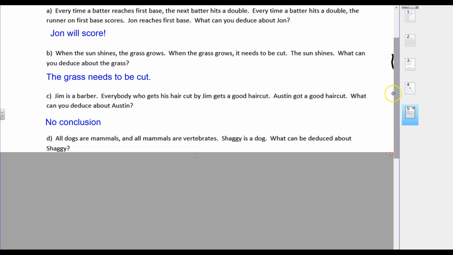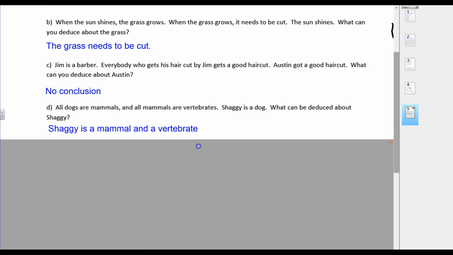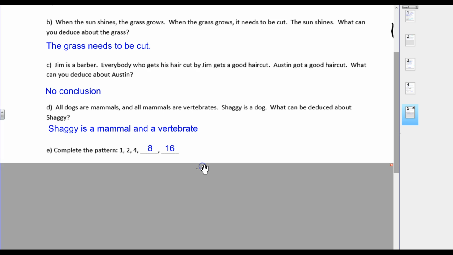All dogs are mammals. All mammals are vertebrates. Shaggy is a dog. What can we conclude about Shaggy? Well, Shaggy is a mammal and a vertebrate because if Shaggy is a dog, all dogs are mammals, and all mammals are vertebrates. Complete the pattern: 1, 2, 4. Well, it appears that we're doubling each time, so my next two are 8 and 16. Guys, this is an example of inductive reasoning because it's completing a pattern.